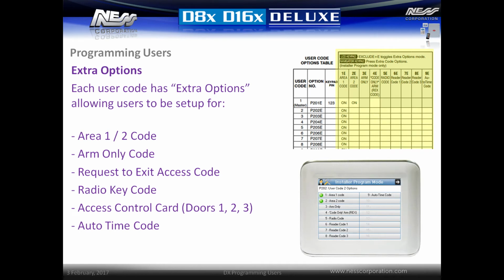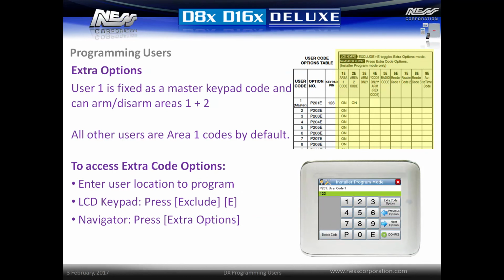Each user code has extra options to allow the users to be set up to arm and disarm areas 1 and 2, arm only with a code, request to exit to operate a door, program in a radio key code, learn access control cards for operating doors, or enable and disable the user code using AutoTimers. User code 1 is fixed as a master user code and by default can arm and disarm areas 1 and 2. It is also used to enter user programming mode. All other codes are set to arm and disarm area 1 by default.